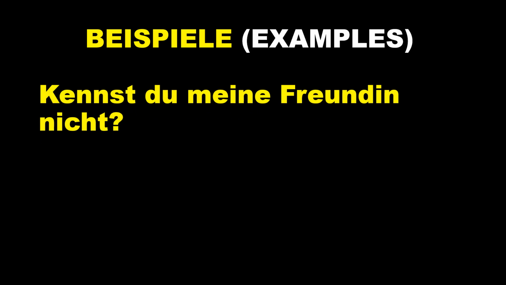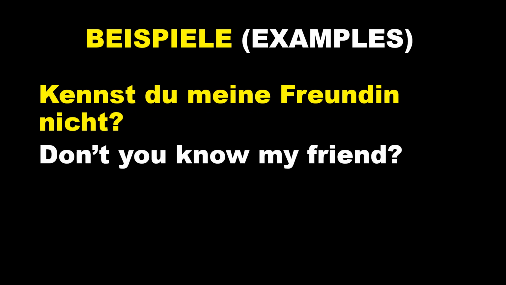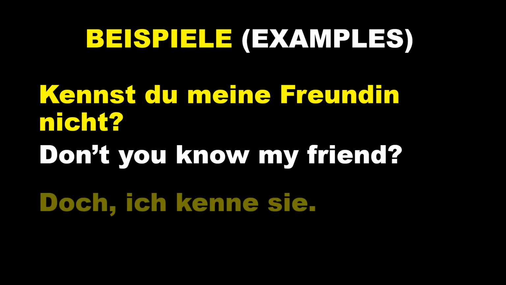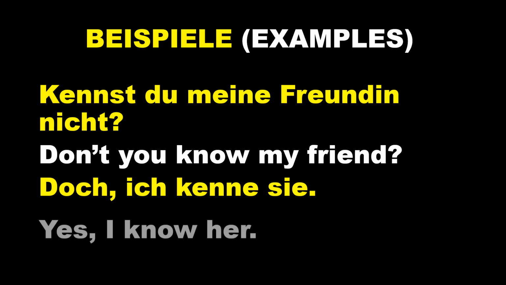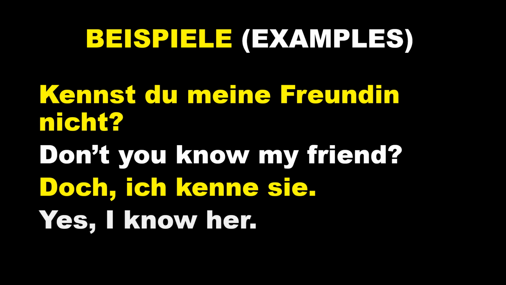Let's see a few more examples. Kennst du meine Freundin nicht? Don't you know my friend? Doch, ich kenne sie. Yes, I know her. This yes expresses kind of, of course I know her. How can you say that I don't know her? Of course I know her, kind of expression is there here.